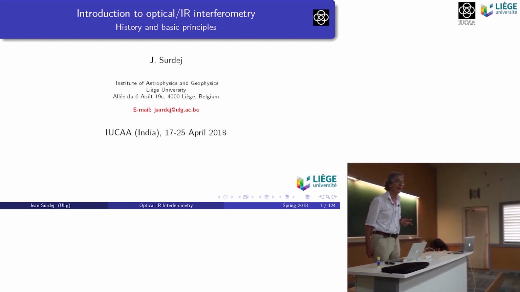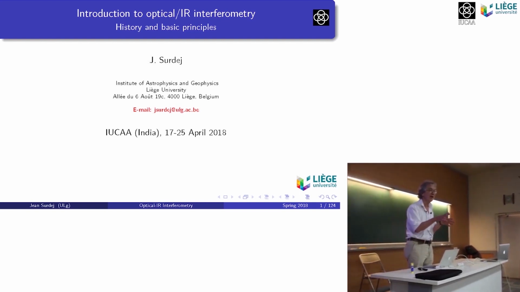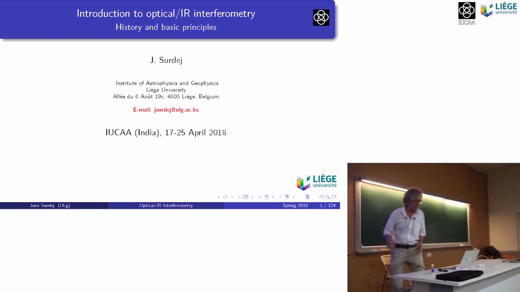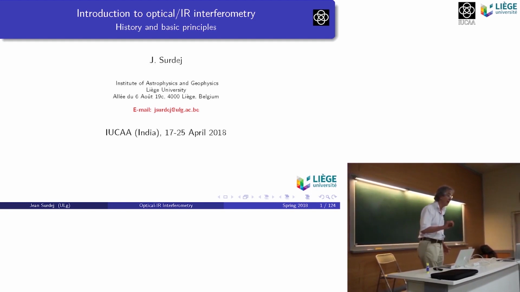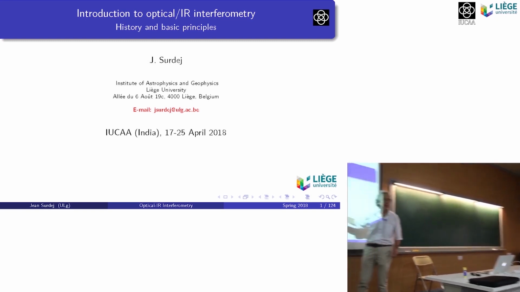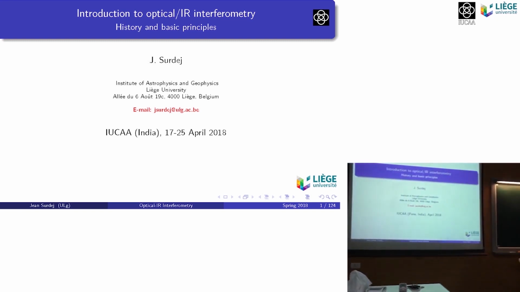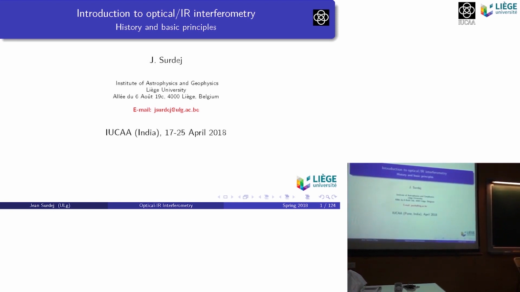But what I would like also is to keep a trace of your name. So if you could just send me an email, you saw the email address in red color, so that I may more easily identify you, and if we need to interact in the future, it will be nice. So this is my email address, jsurdej@ulg.ac.be. It would be good if you just send me an email.